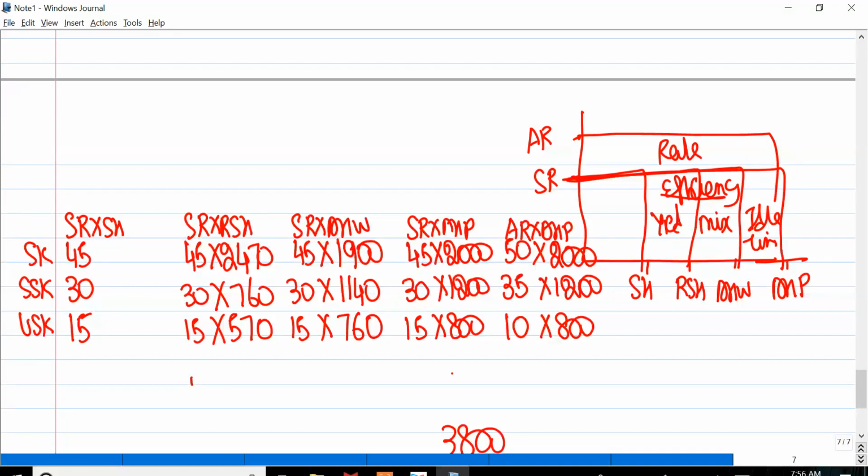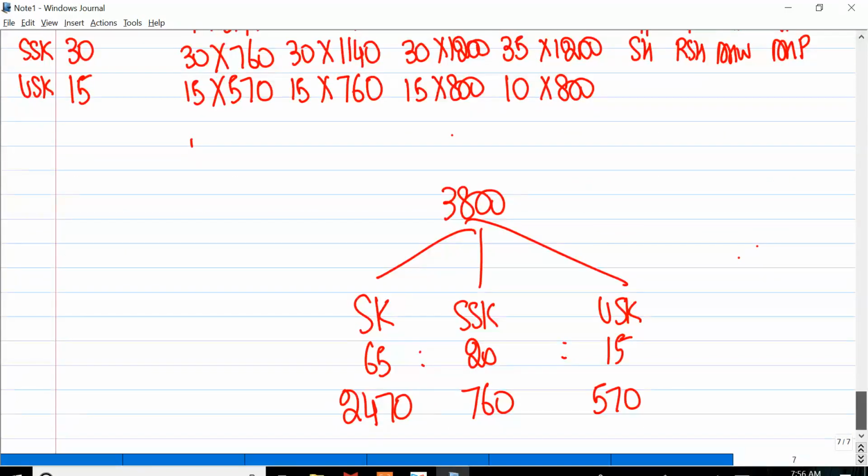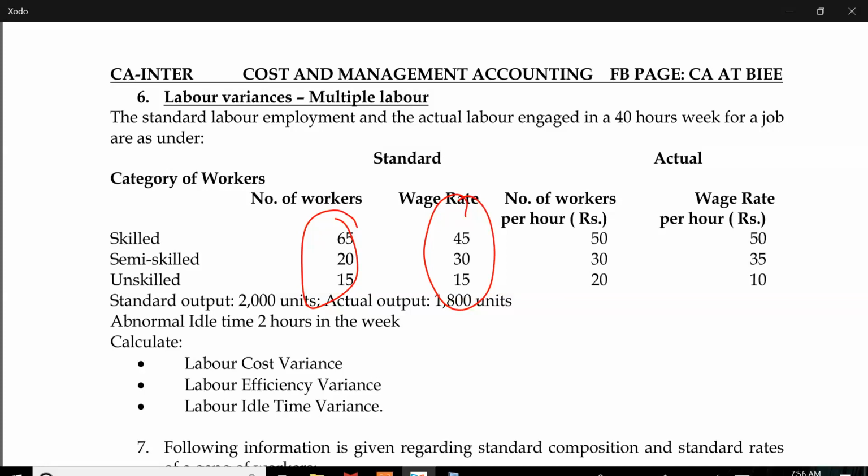Next, calculation of SH. This will be the trickiest part in the question. Calculation of SH. Standard equation. Can you tell me what is the standard equation? What is the equation?